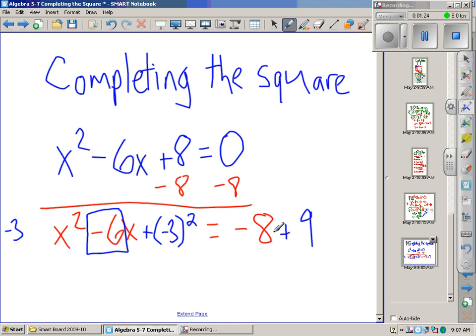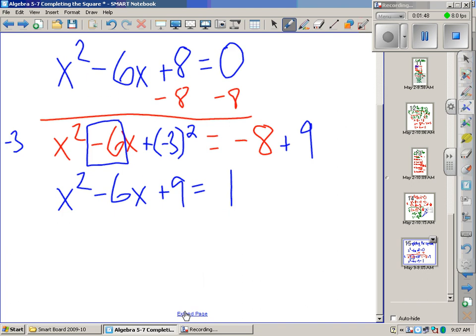The reason we're doing that is because we want to make this side a perfect square trinomial. And if you remember, when we squared a binomial, the middle term was always twice the product. So that's kind of what we're doing right here. So if I rewrite this, it is x squared minus 6x plus 9 equals 1. Now we can factor that into x minus 3 quantity squared.